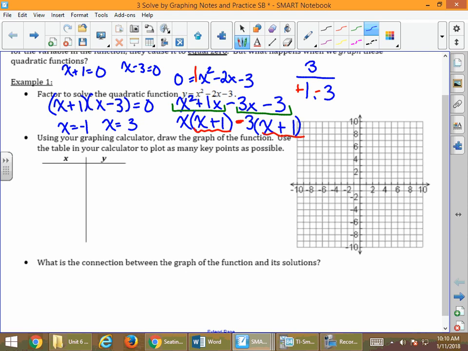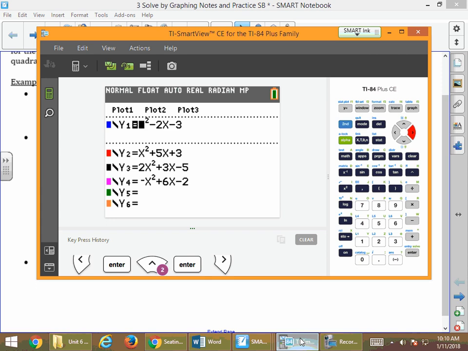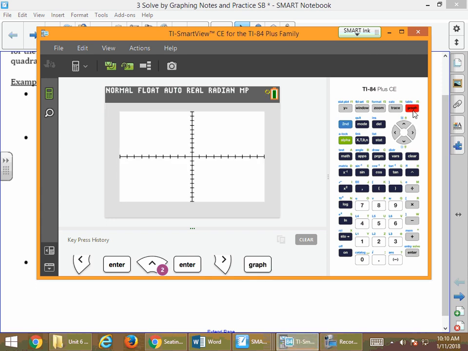Here comes our second method. We're going to use our graphing calculator. And what I have up here on the graphing calculator screen is all of our functions typed in. I have the first one ready to graph on our calculator, just so that you don't get confused. We're going to be graphing x squared minus 2x minus 3. So the first thing, let's press graph here and see what our picture looks like. And hopefully, as you compare what's on your screen to there, it looks the same.